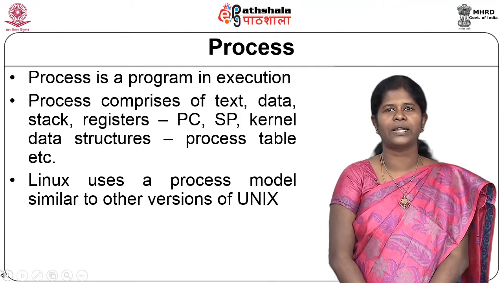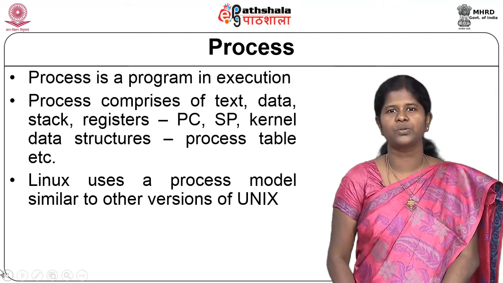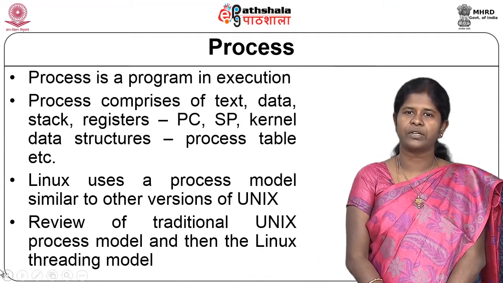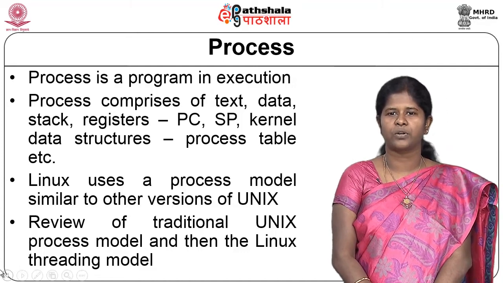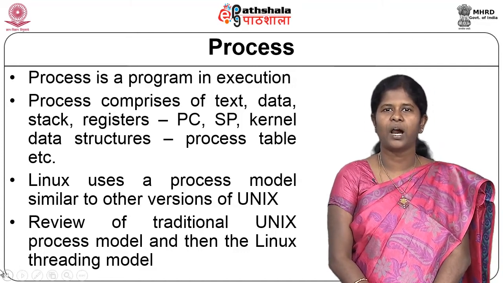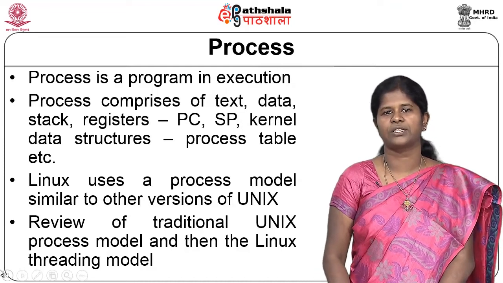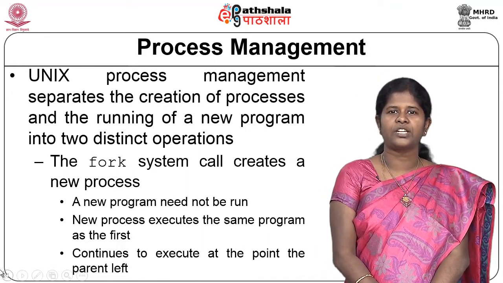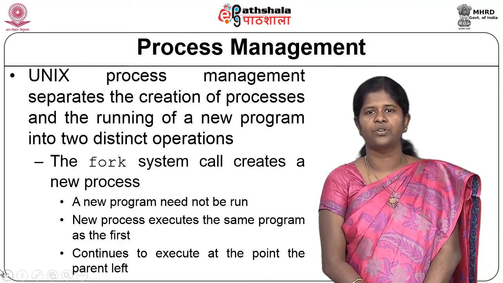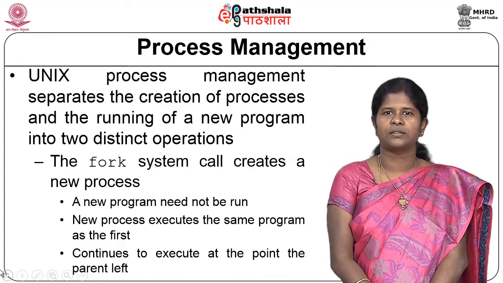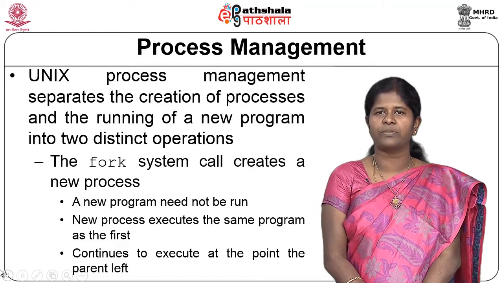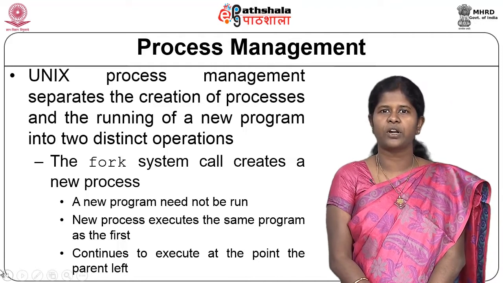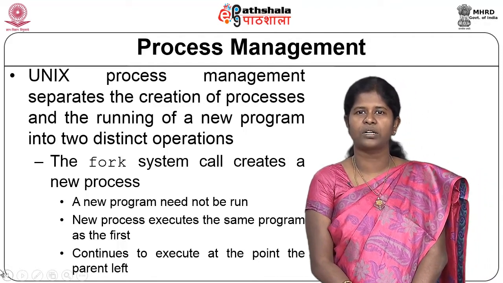The process model that Linux is using is similar to the other versions of Unix, but there are a few differences. So, we will first review the traditional Unix process model, and then we will see how the Linux threading model is different. Unix process management actually separates the creation of the process and running of a new program into two different operations. So, the creation of a process and running of a program does not happen in one call, but is done by two different calls. The creation of a process is done using the fork system call.